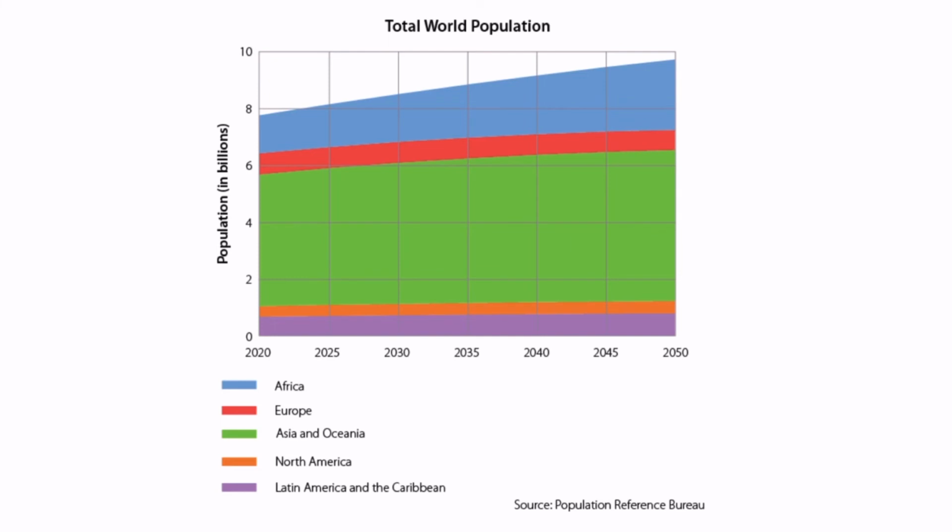Take a look at the total world population chart here on the screen. What continent is seeing the most rapid increase in their population? Which continents are seeing less of a rapid increase?